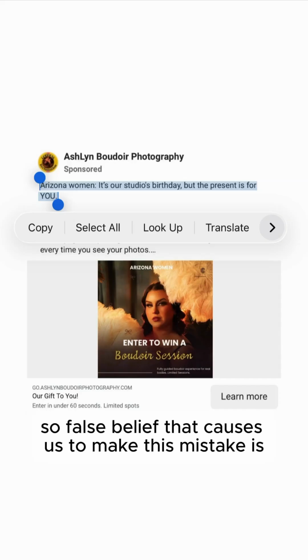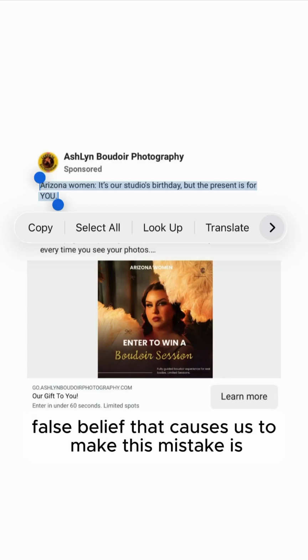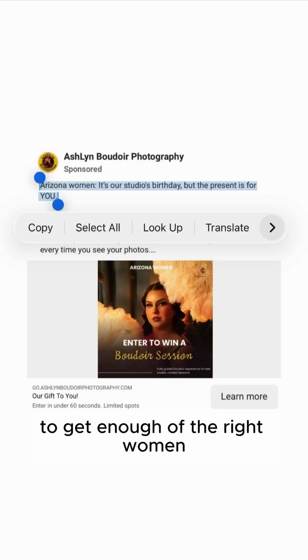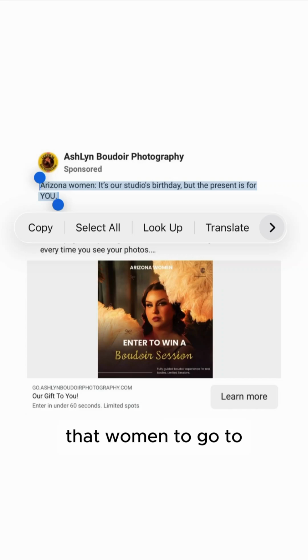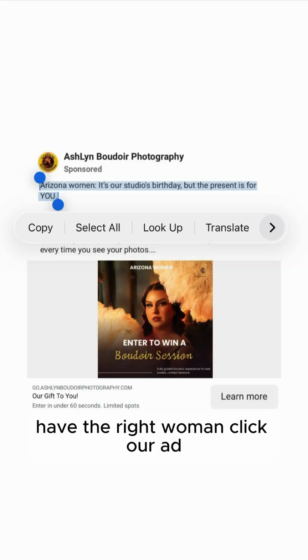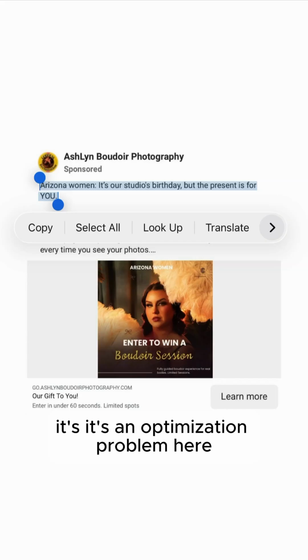The false belief that caused us to make this mistake, the lack of context mistake, is we believe we've provided enough context to get enough of the right women and to tell the Facebook ad algorithm which women to go to, to get in front of the right women and have them click our ad without becoming too restrictive. It's an optimization problem here.